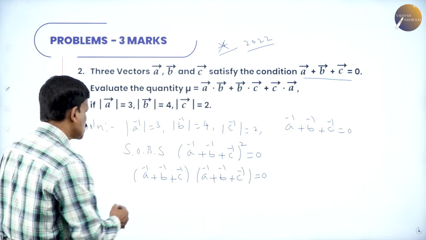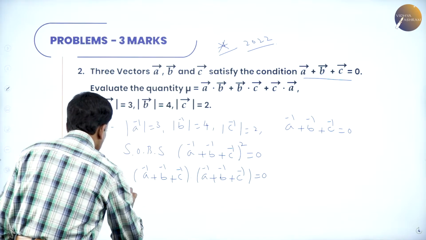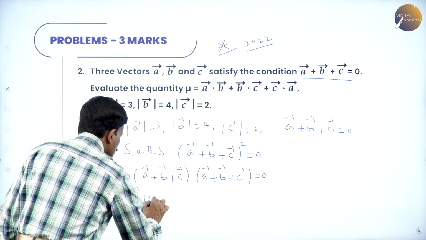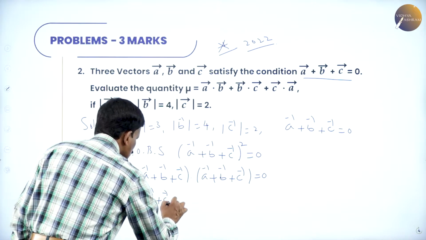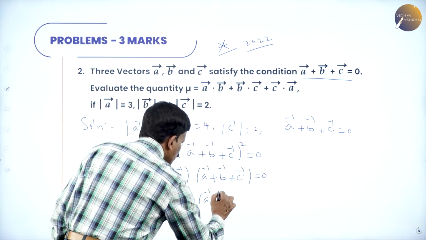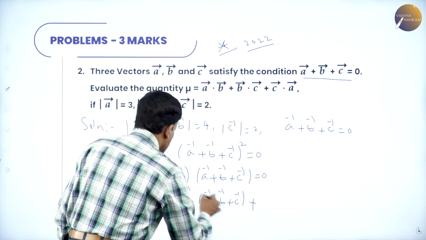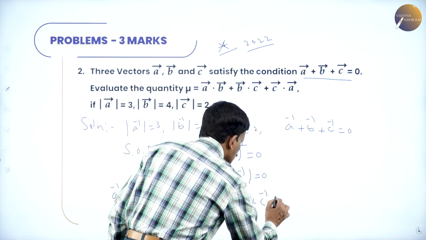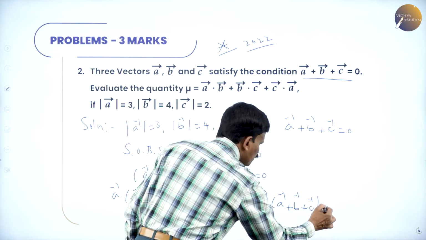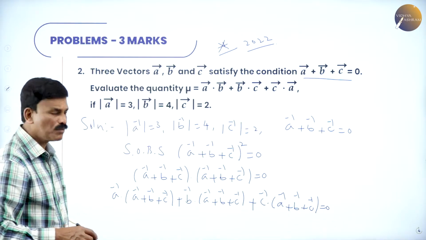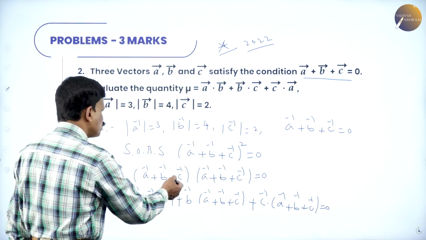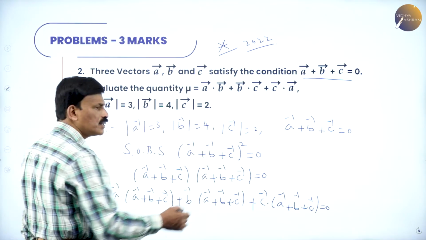If you simplify this, let me take the dot product like this: A dot A plus B plus C, plus B dot A plus B plus C, plus C dot A plus B plus C. There are different methods to evaluate this. I will show all the methods. So let us take A dot A plus B plus C, plus B dot A plus B plus C, plus C dot A plus B plus C.